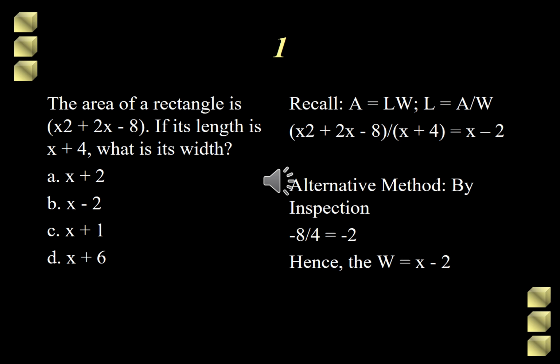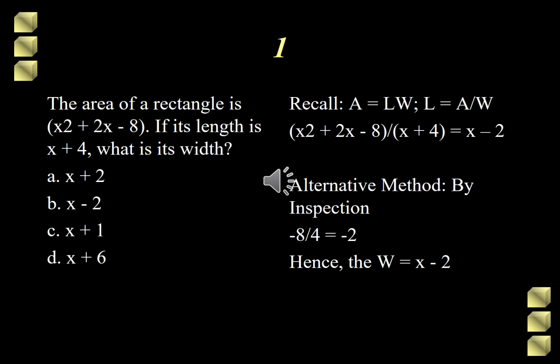So width is equal to area divided by length. Width is equal to the quantity x squared plus 2x minus 8 divided by the quantity x plus 4. And using the procedure of dividing polynomials, we should be able to get a quotient of x minus 2.